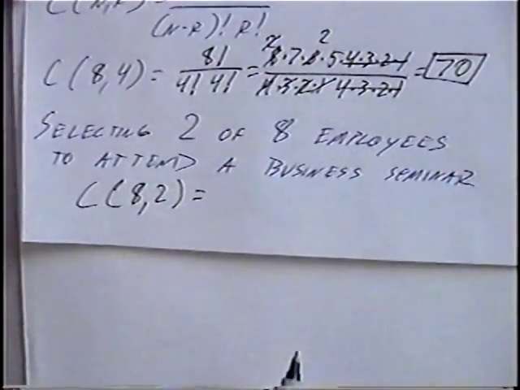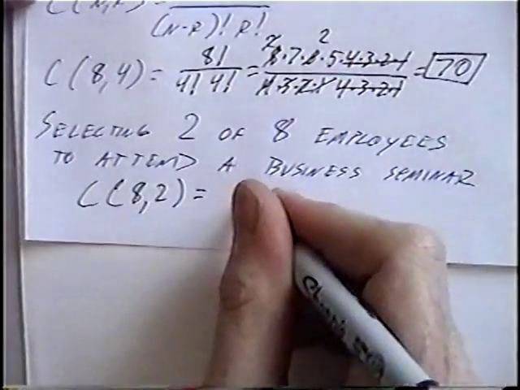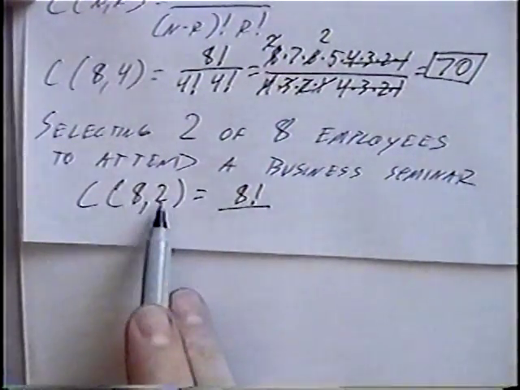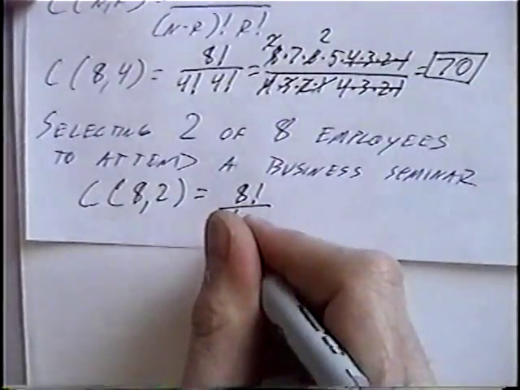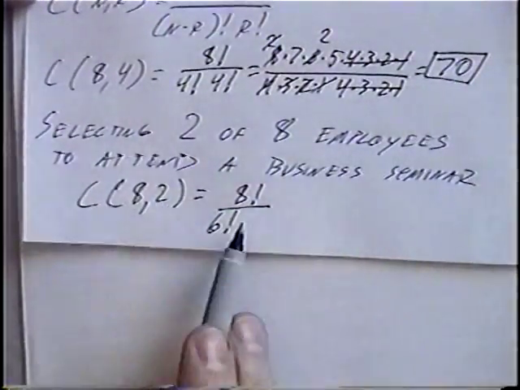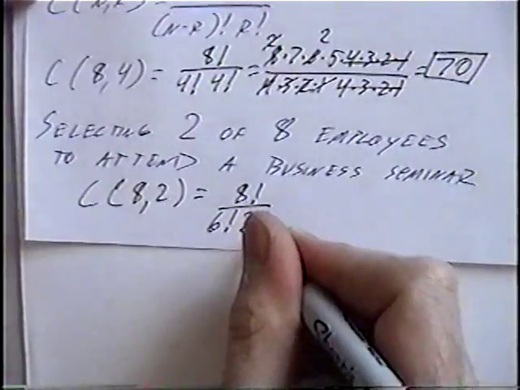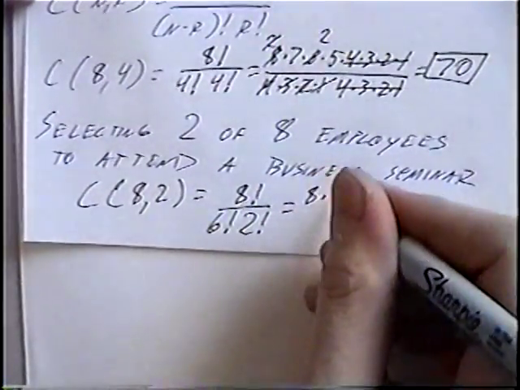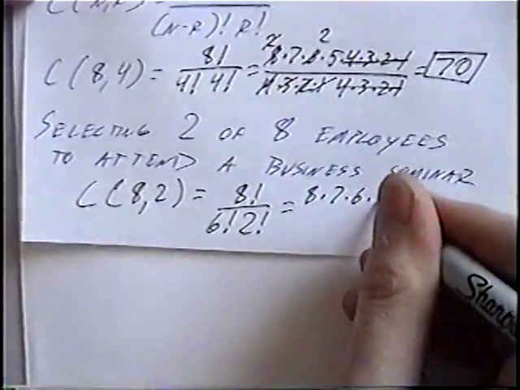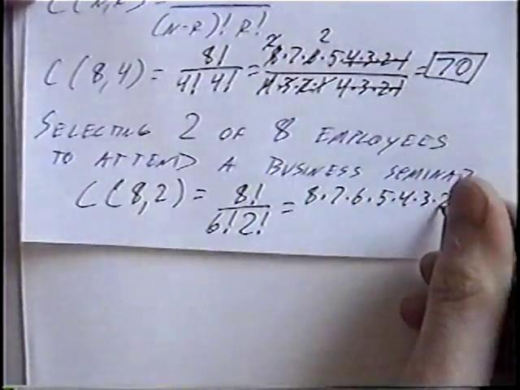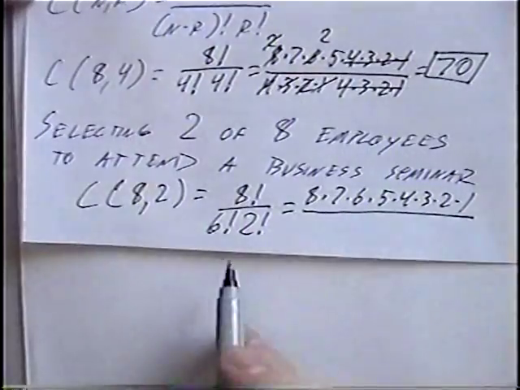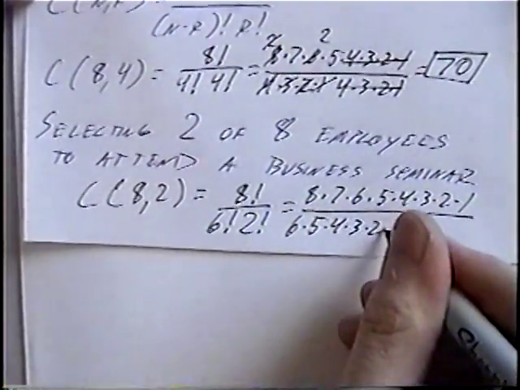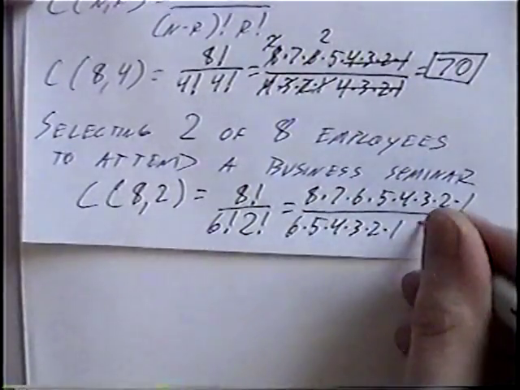So combination 8, 2. In this case it would be 8 factorial in the numerator. 8 minus 2 would be 6 factorial in the denominator. And combinations have the extra factorial of 2 factorial. 8 factorial again would be 8 times 7 times 6 all the way down to 1. 6 factorial would be 6 times 5 times 4 down to 1, and 2 times 1.